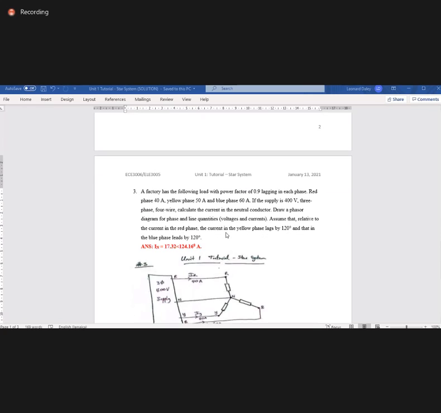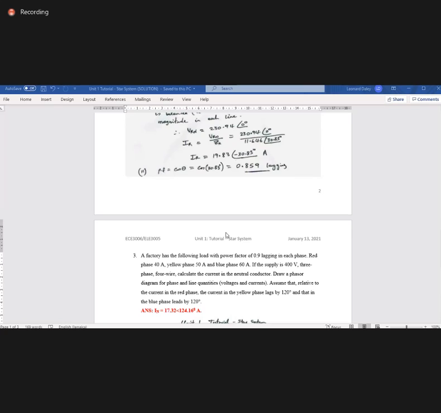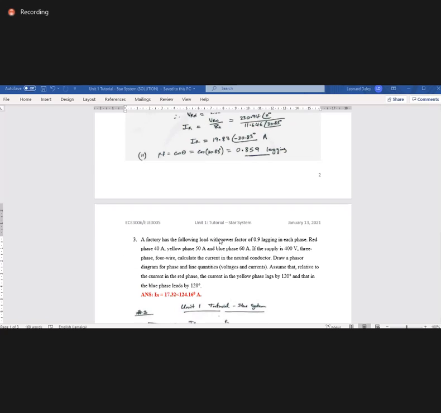This one is a little bit more complicated, the last one, the third one. So I am going to leave that for you to do for homework. Question 3. And if you get this answer, you can send it to me. The answer is 17.32 at angle 124.16.